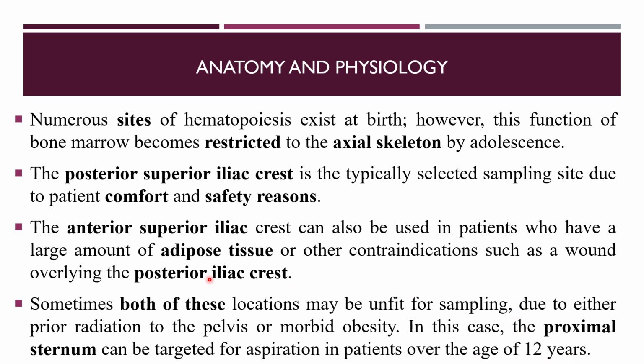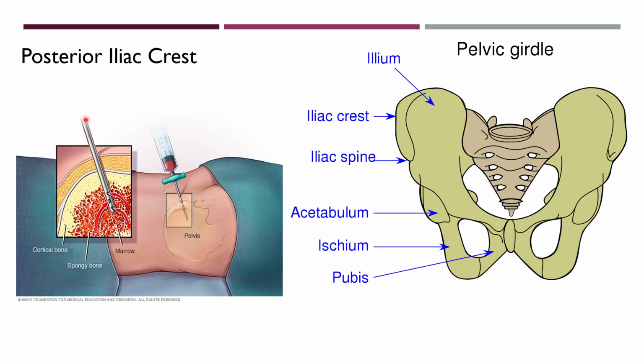So both of these locations, posterior superior and anterior superior, are fine to collect samples from the bone marrow. This is the figure in which you can easily see the posterior iliac crest. This is the posterior superior iliac crest, and in some cases the adipose tissue is very high at this location, so you can collect from the anterior side. So this location is chosen.